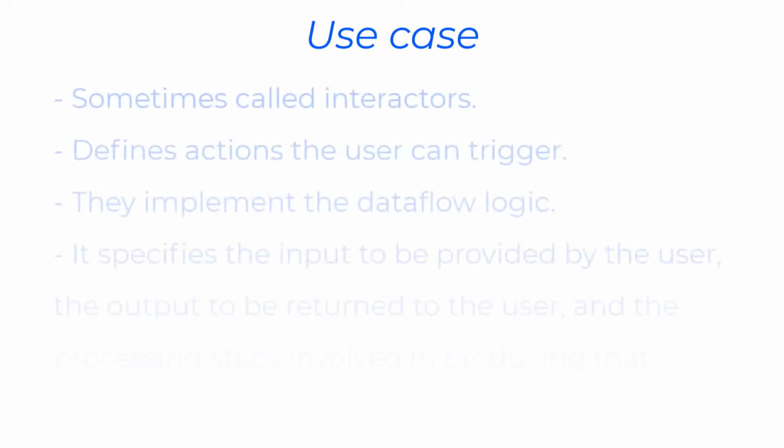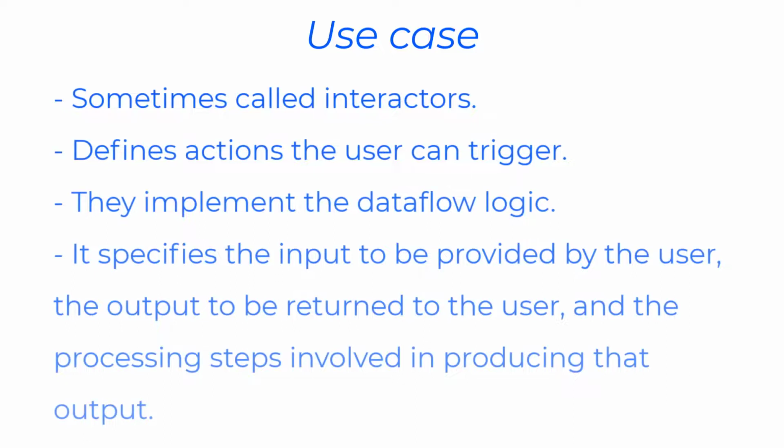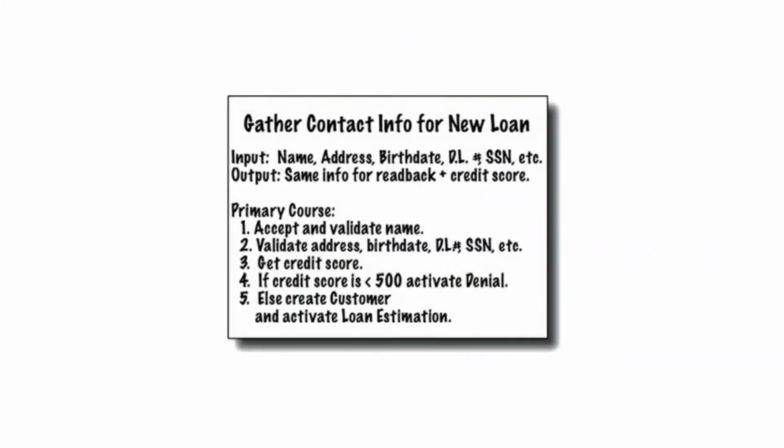Use cases, sometimes called interactors, define actions the user can trigger. They implement the dataflow logic. A use case specifies the input to be provided by the user, the output to be returned to the user, and the processing steps involved in producing that output. This shows an example of a use case.